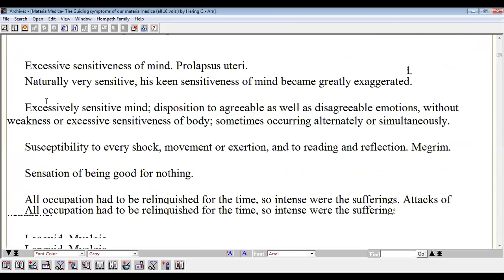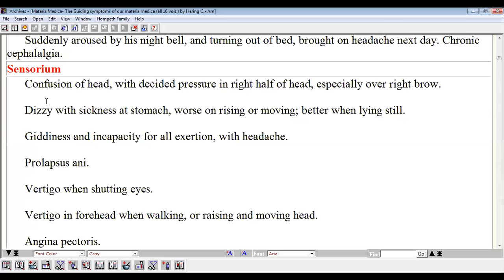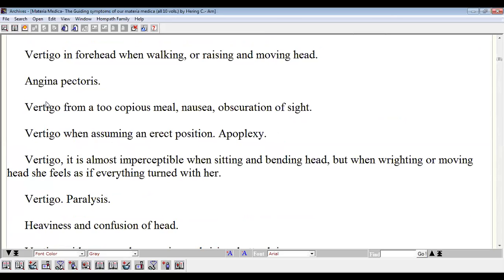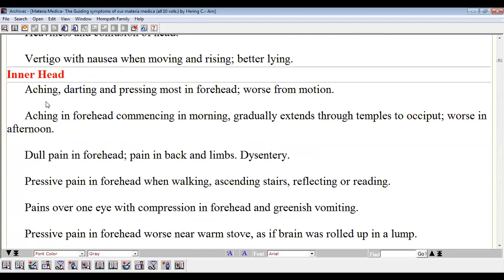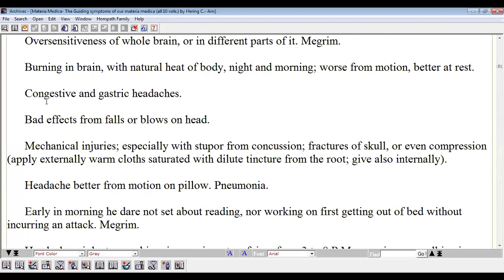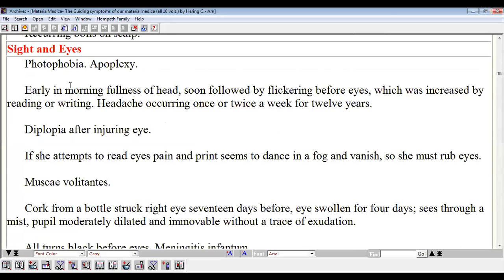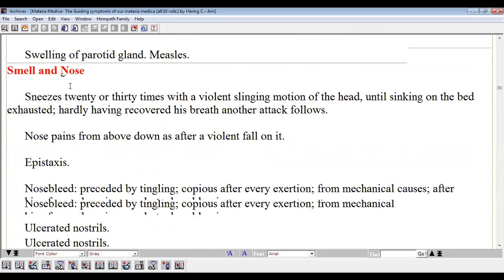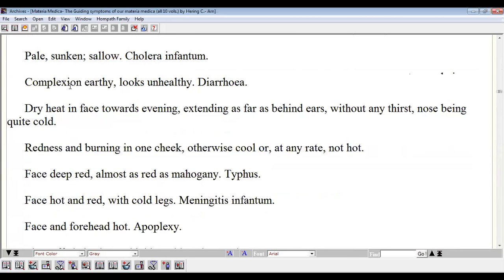The list goes on. It is very long, and then the second heading is sensorium. Sensorium means nothing but the sensations, and it is more in context with vertigo. Then inner head, concentrate on the head headings. Then outer head, then sight and eyes, hearing and ears, smell and nose, upper face, just concentrate, lower face.